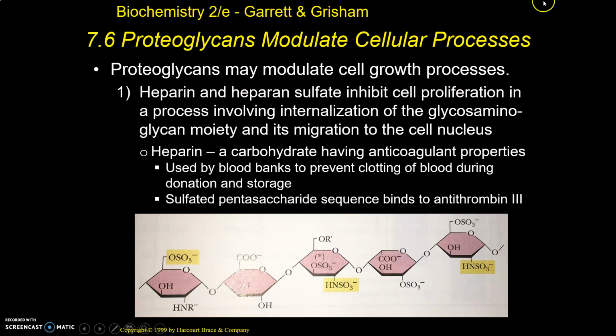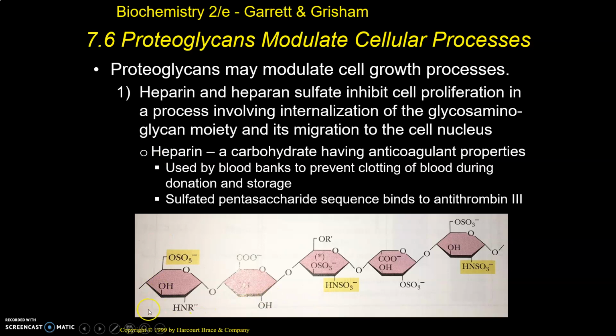So these proteoglycans can actually help modulate cell growth. For example, heparin and heparan sulfate, which I spelled wrong, my bad, inhibit cell proliferation. How they do this is there's an internalization of the glycosaminoglycan functional group, and it migrates to the cell nucleus. So how it's able to do this is heparin.